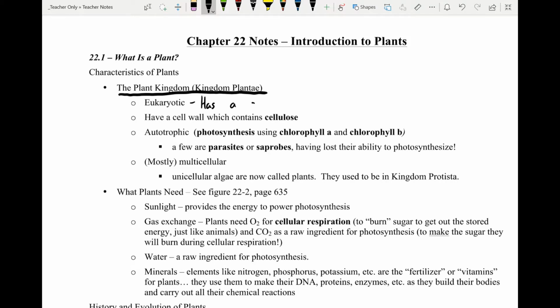nucleus in the cell. So similar to animal phyla, they have eukaryotic cells. Next thing that's important is that they have a cell wall which contains cellulose, so this is sort of a rigid supporting structure.